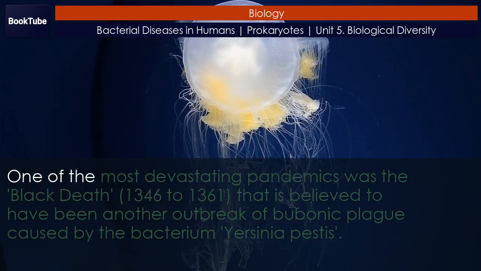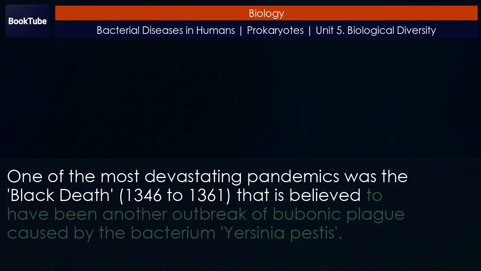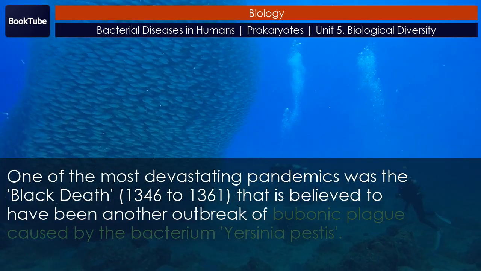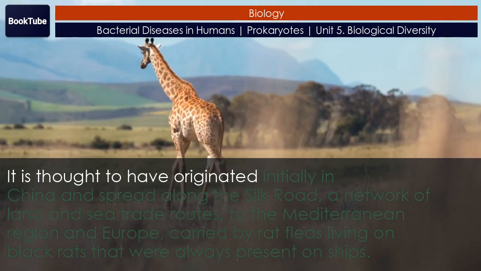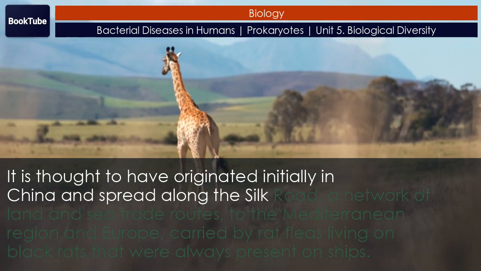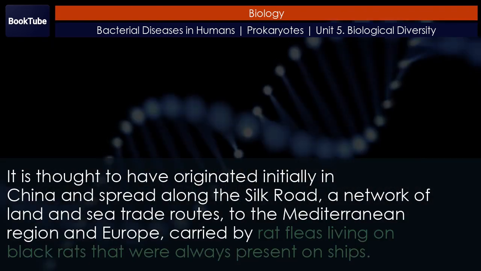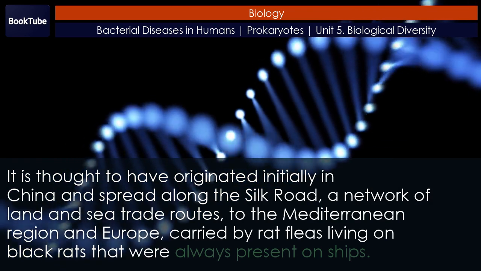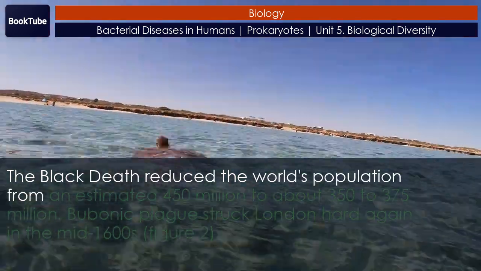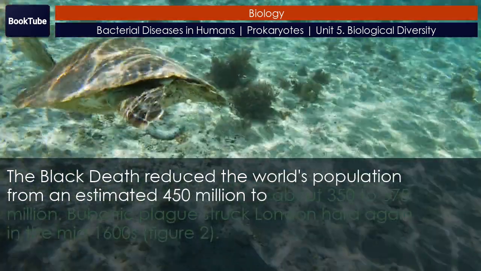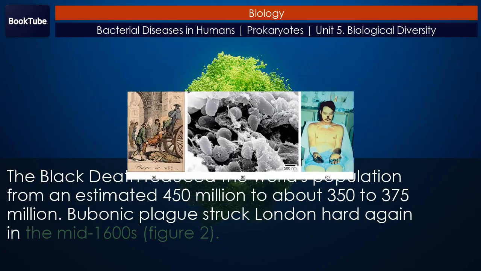One of the most devastating pandemics was the Black Death, 1346 to 1361. That is believed to have been another outbreak of bubonic plague caused by the bacterium Yersinia pestis. It is thought to have originated initially in China and spread along the Silk Road, a network of land and sea trade routes, to the Mediterranean region and Europe, carried by rat fleas living on black rats that were always present on ships. The Black Death reduced the world's population from an estimated 450 million to about 350 to 375 million. Bubonic plague struck London hard again in the mid-1600s.